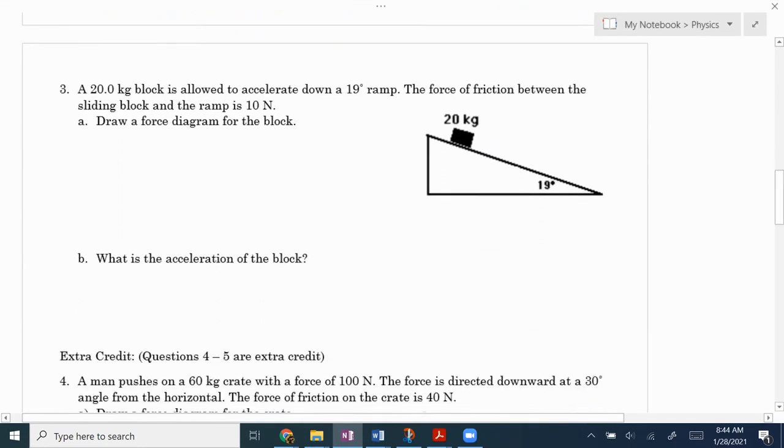Next, now we have a block that's on an incline like so. Draw the force diagram for it. Obviously, you're going to have gravity acting straight down. We've got the normal force, which is going to be perpendicular to the ramp, so that's going to be up and to the left. The force of friction between the sliding block and the ramp is 10 newtons, so that's going to be in that direction.